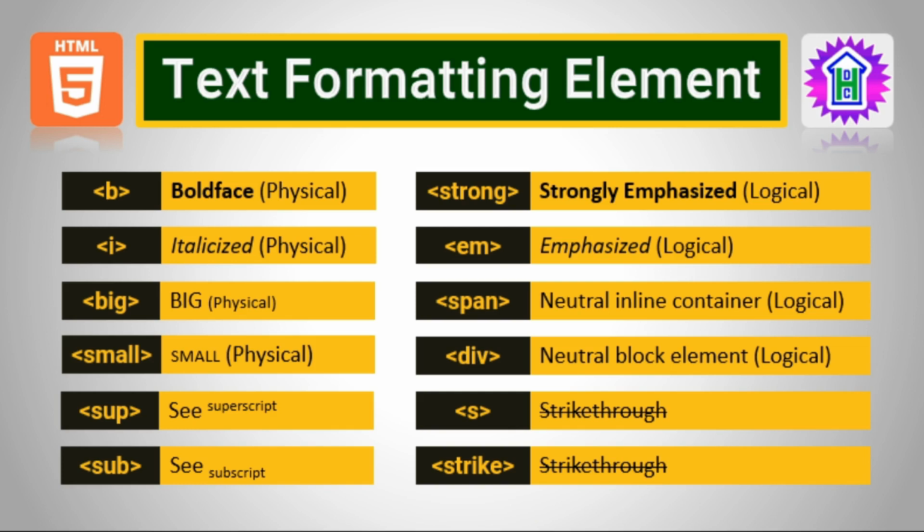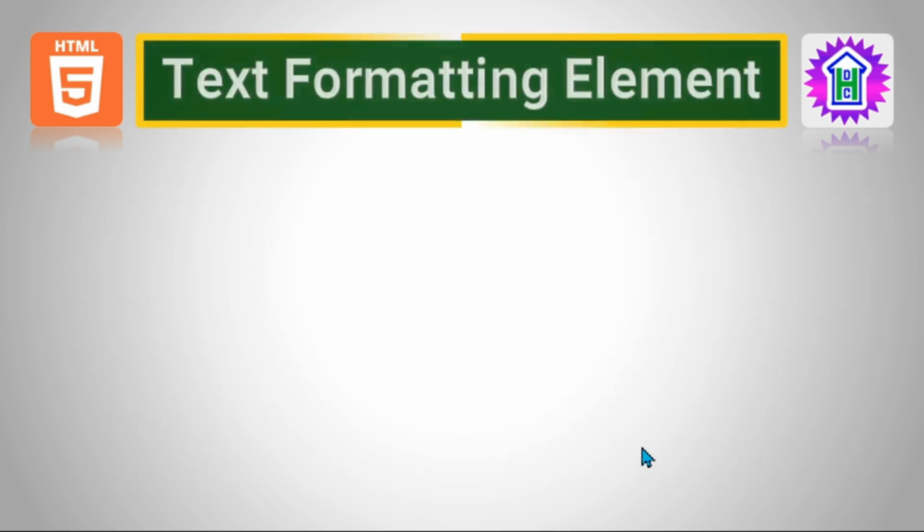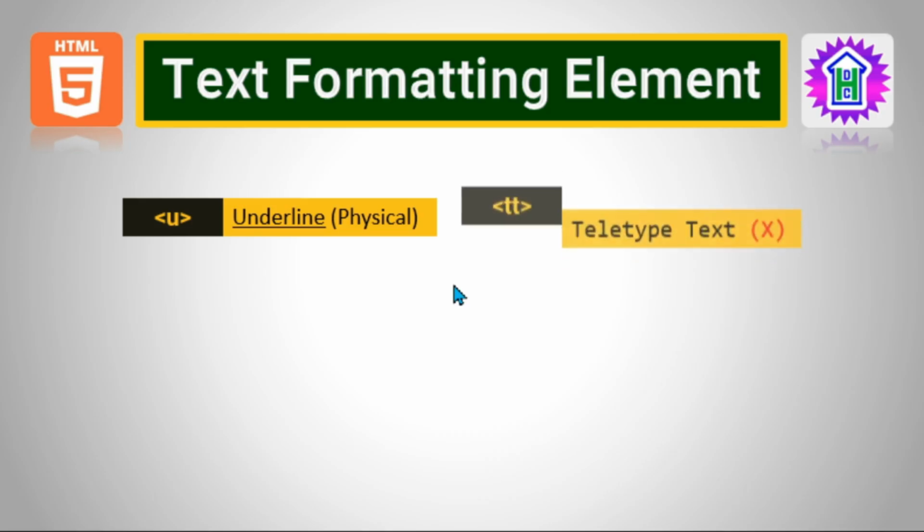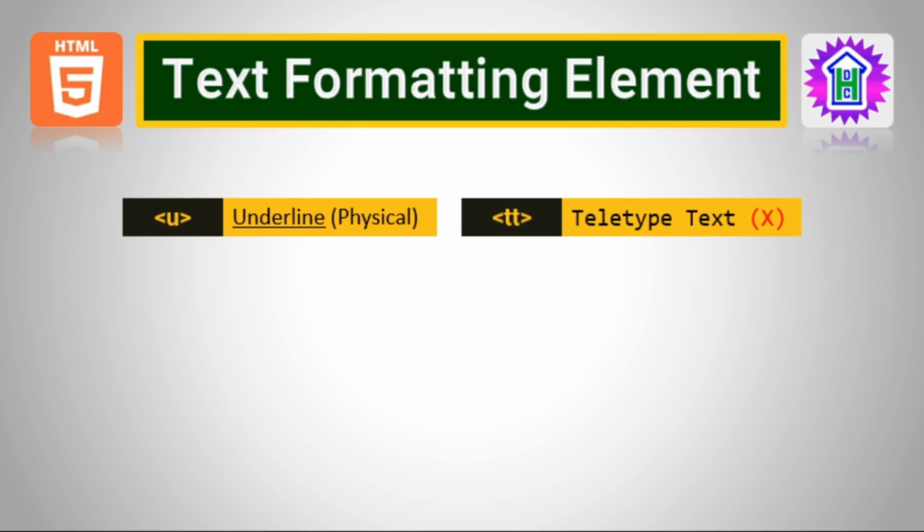Let us move to the next part of the text formatting elements. Here, the next tag is U. U stands for underline, and anything within U opening and closing will be underlined. It is a physical tag. Then we have something called TT. It is called teletype text, but this tag is obsolete in all modern browsers, so we should not be using this.